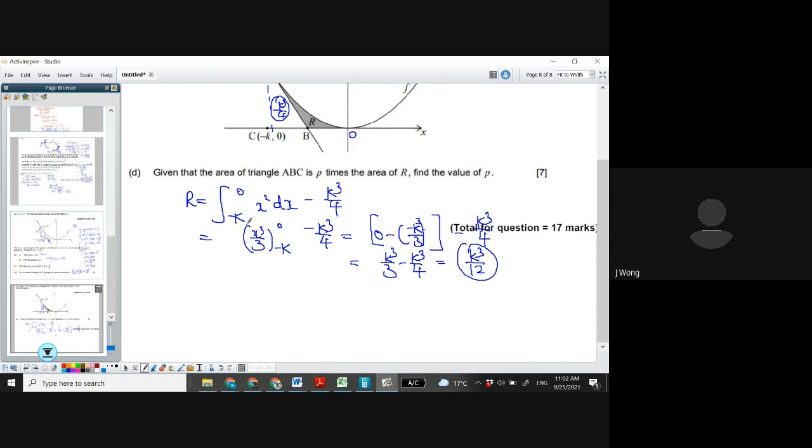Okay, so that means now we're just going to compare these two. The area of R is k cubed divided by 12. The area of ABC is k cubed over 4. So that means it is 3 times larger. Okay, so P will be just 3. So here you can see that this is P times that, so that's why P will just be 3. That will be the final answer for part D. And this is everything that we have for question 5 for you.